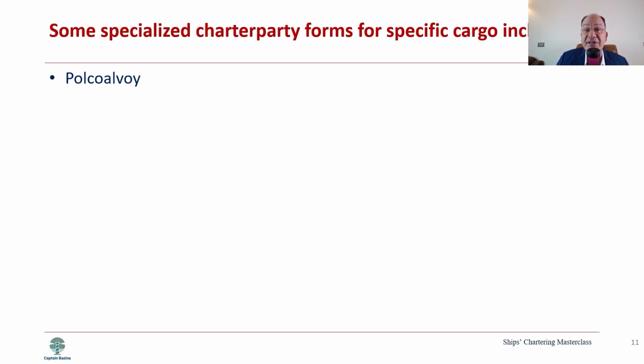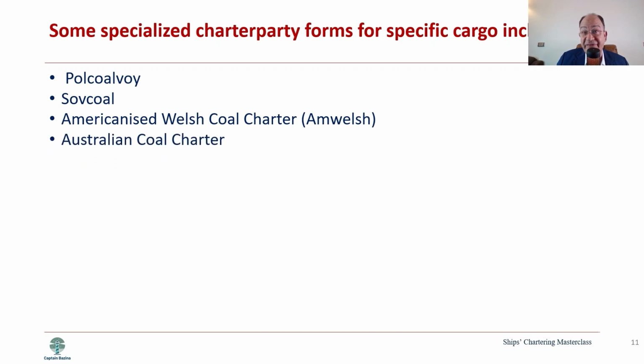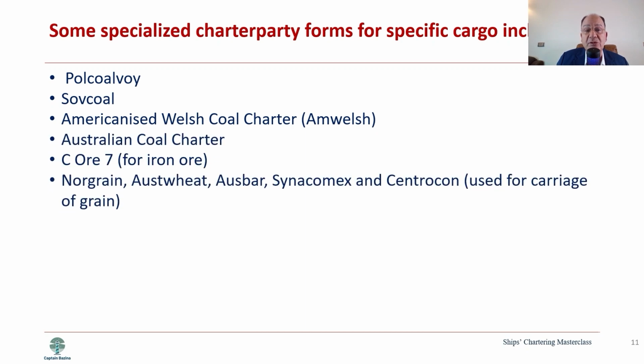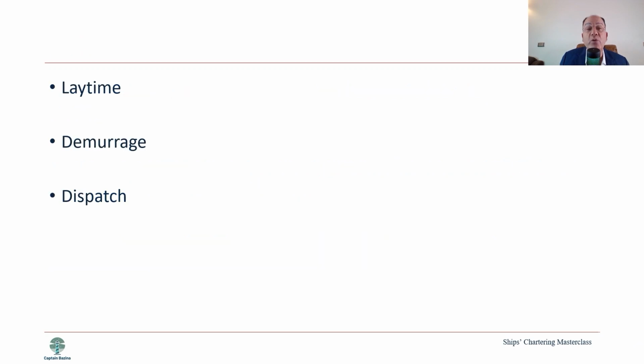We also have some specialized charter party forms for specific cargo. For example, for coal, sugar and wheat, we have specific kinds of forms to suit all this kind of cargo, like ore. Regarding laycan, when we agree on the charter party, the ship has to arrive on specific dates. We call it laycan. For example, if the ship is delayed beyond those agreed days, the charterer can refuse to accept the ship.